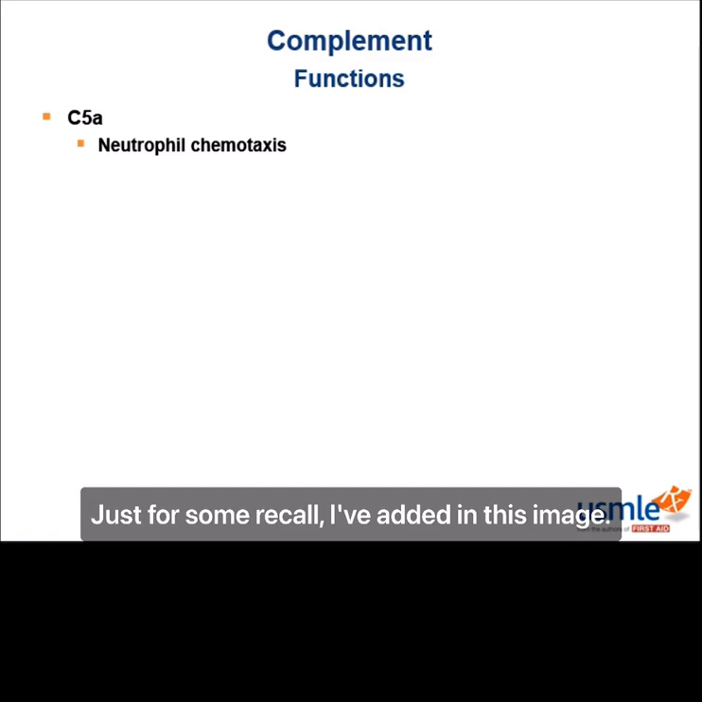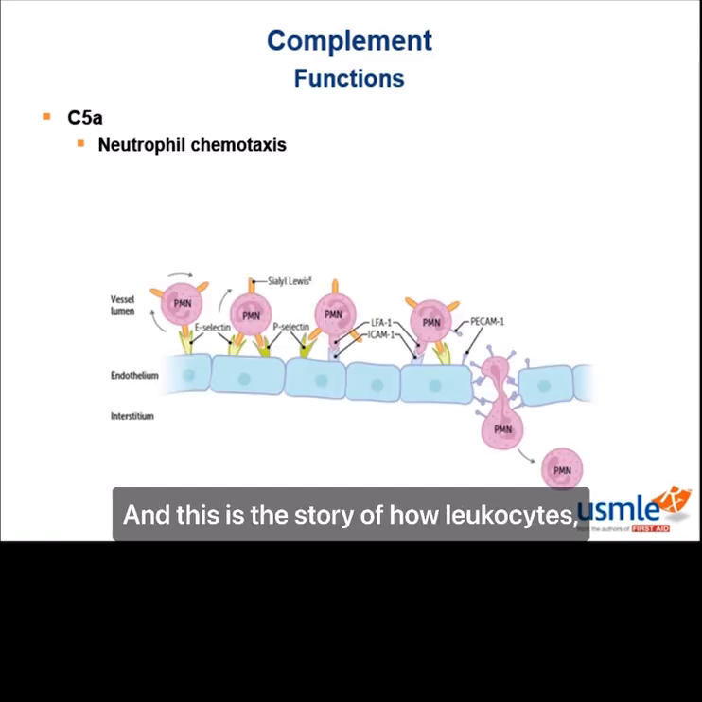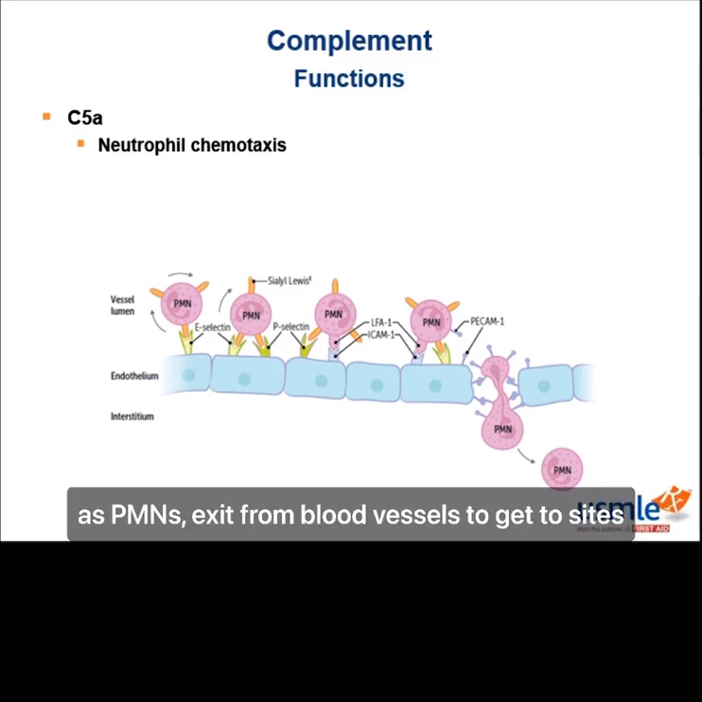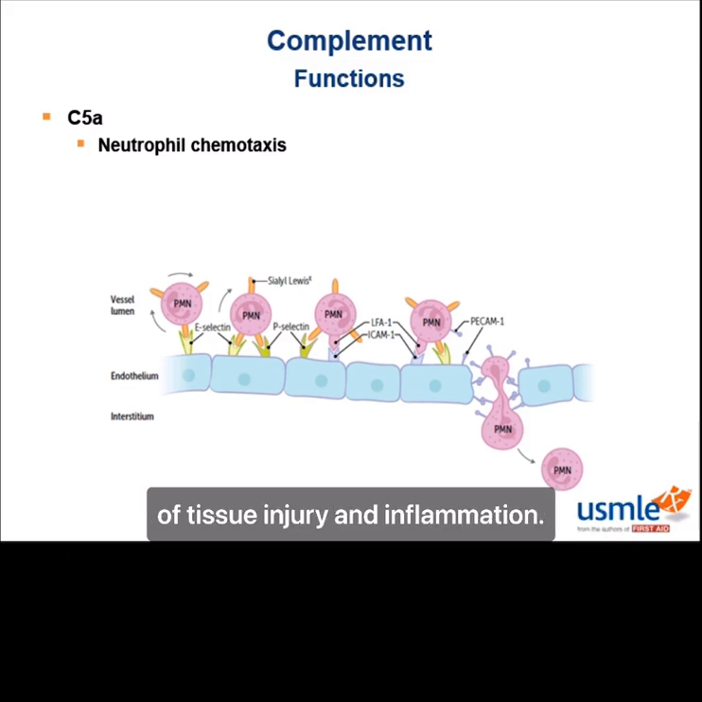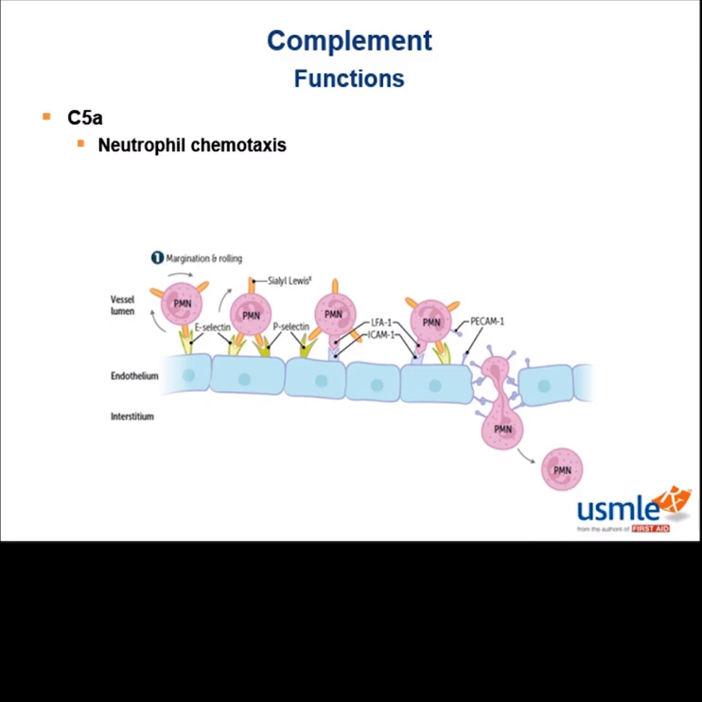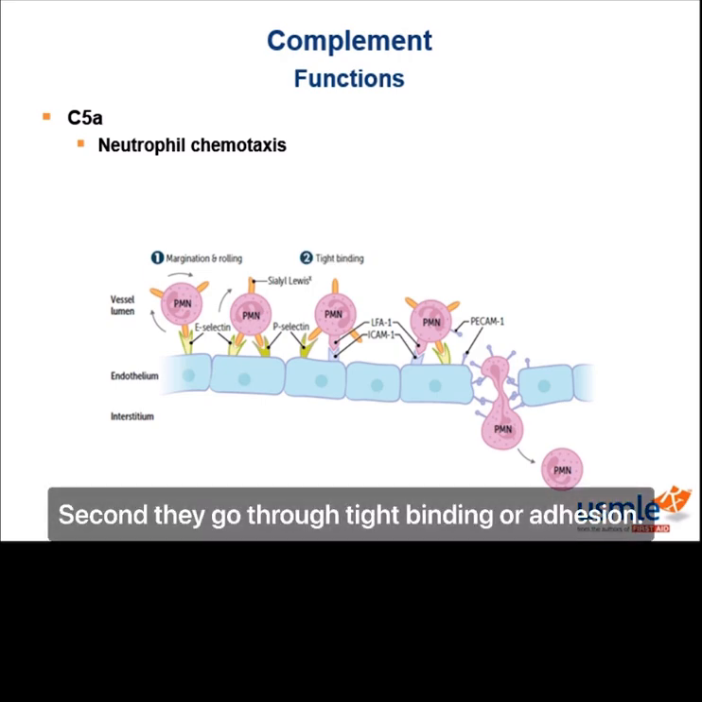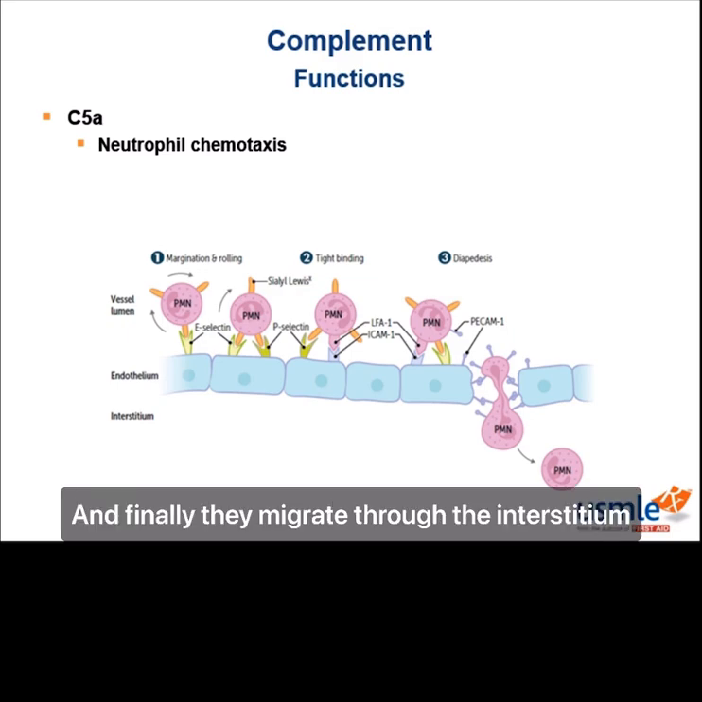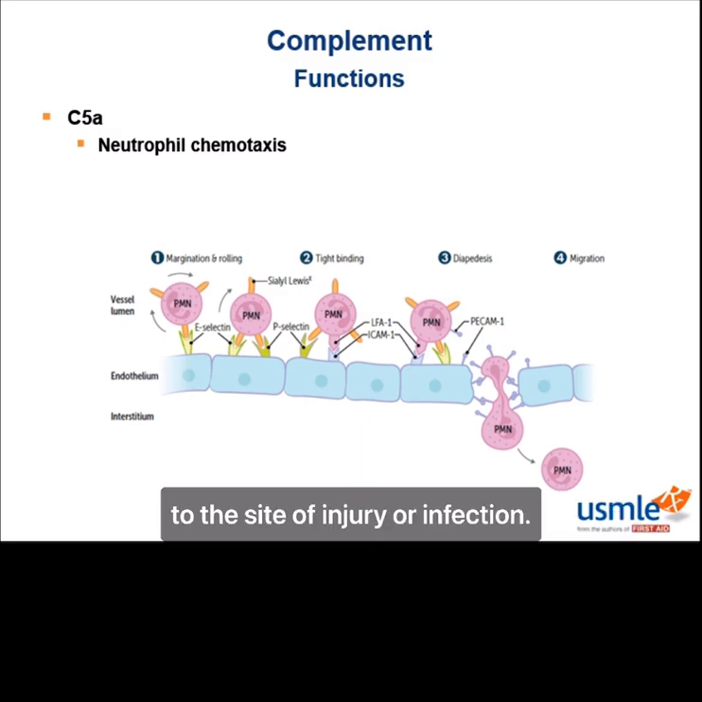So why does there need to be movement of neutrophils somewhere? Just for some recall, I've added in this image. And this is the story of how leukocytes, or more specifically neutrophils, as shown in the image as PMNs, exit from blood vessels to get to sites of tissue injury and inflammation. First, they marginate to the edges of the vessel, and they roll along. Second, they go through tight binding or adhesion. Third, they go through endothelial cells and exit the blood vessel in a process called diapedesis or transmigration. And finally, they migrate through the interstitium to the site of injury or infection.